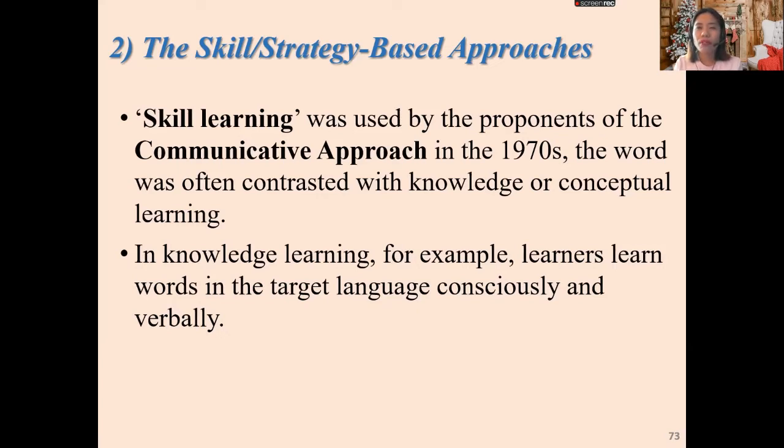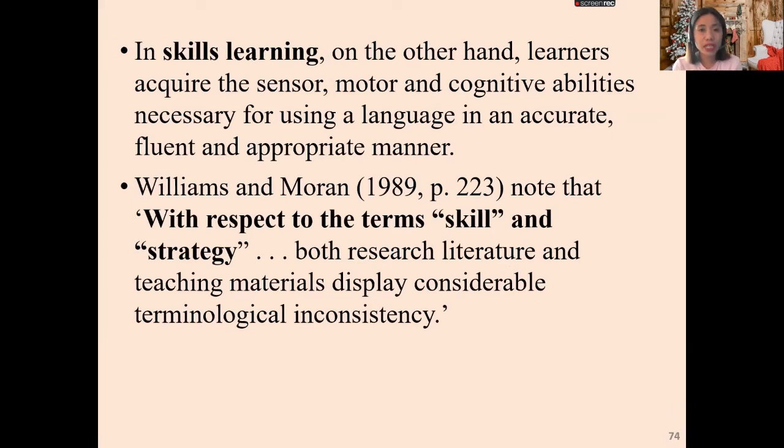We will be talking here about Campbell. She was one of them who talked about the communicative approach. And then the word was often contrasted with knowledge or conceptual learning. In knowledge learning, class, for example, learners learn words in the target language with consciousness, and they also learn it verbally. So in skills learning, on the other hand, learners acquire the sensor, those capable of our senses, motor and cognitive abilities. Motor for our movements, and cognitive, our brain for understanding, necessary for using a language in an accurate, fluent, and appropriate manner.